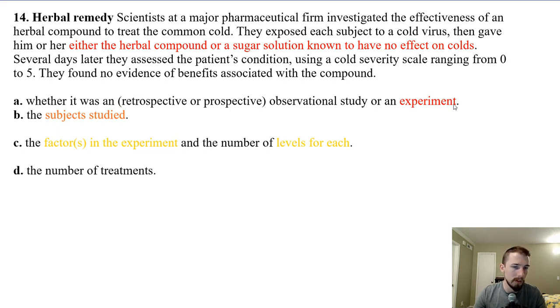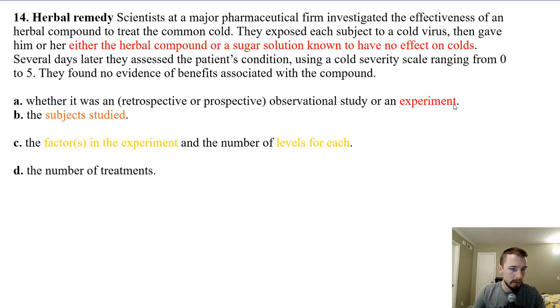The subjects that were studied are going to be the volunteers in this case, just whoever those volunteers were. And the factors of the experiment. So the factor is going to be basically a treatment, the herbal compound, with two levels. You have the one that's the actual herbal compound. The second level would be the placebo, which is like a control group, like no treatment group, in other words.